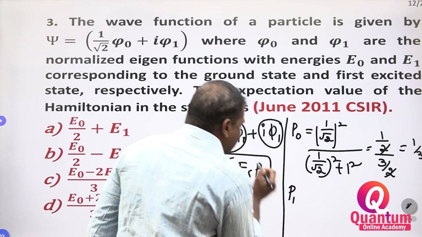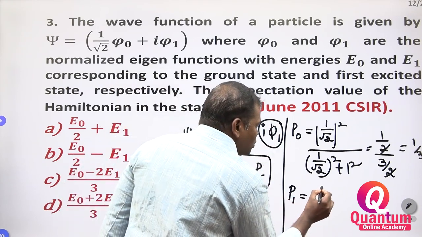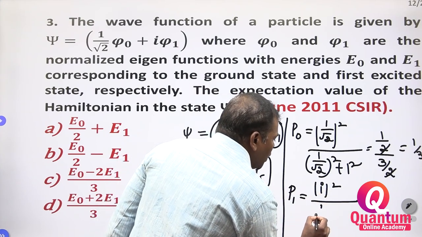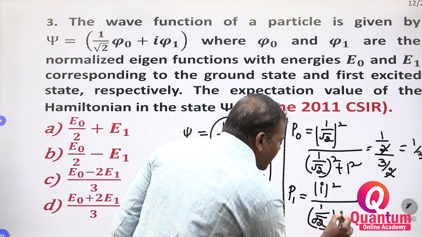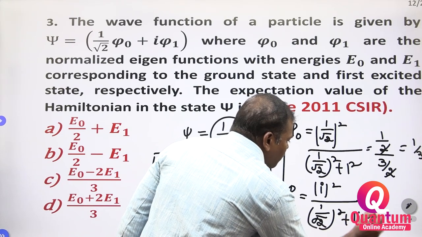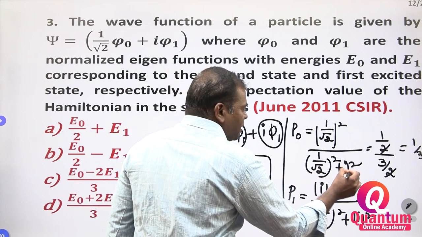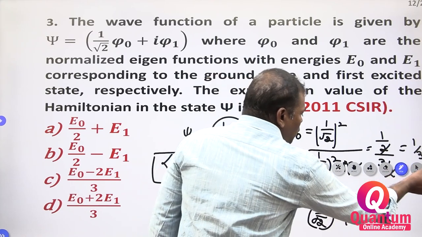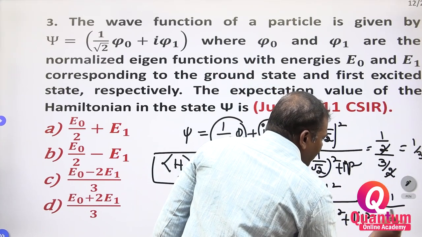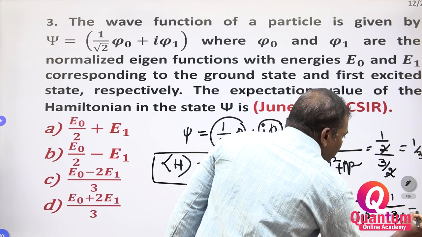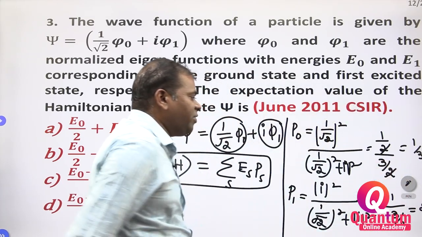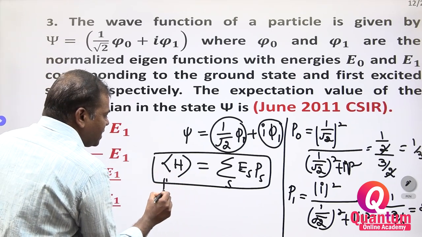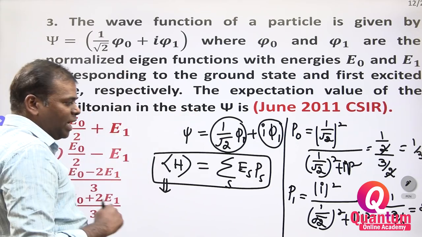The probability of the second quantity is equal to the expectation value of i square divided by (1 by root 2) whole square plus the expectation value of i square. That is, the expectation value of i square only. Now, how much value are you getting? 1 divided by 3 by 2 is equal to 2 by 3. Now, we are calculating the expectation value of H corresponding to that value.